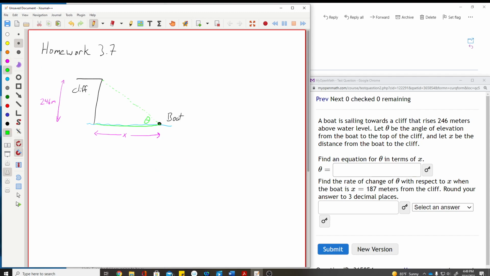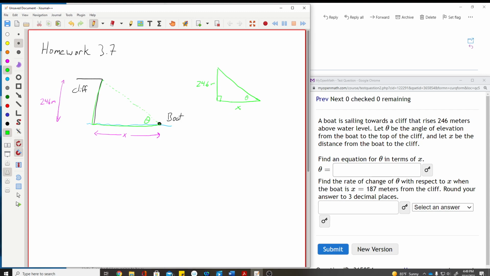So if I look at this green triangle that we've sort of created, and I pop that out, let's make that a little neater. The bottom base is x, and it's a right triangle, and the other leg of the triangle is 246 meters. And then we have this angle theta.